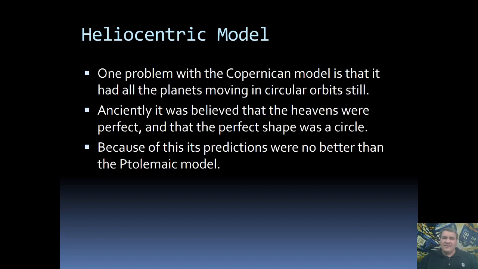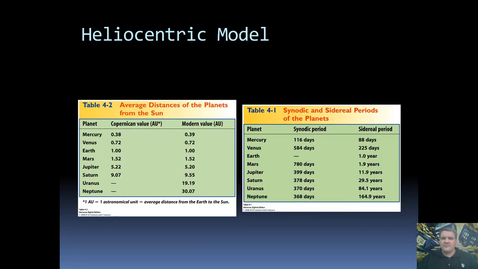Now, the reason why the Copernican model, even though it was correct, or at least closer to correct than the old geocentric Ptolemaic model, had predictions that were just as bad is because Copernicus held to the idea of the perfect shape, that all planets have to move on perfect circles. And because he had all of the planets moving on perfect circles, everything was off because planets aren't moving on perfect circles. We'll see more about that in just a little bit.